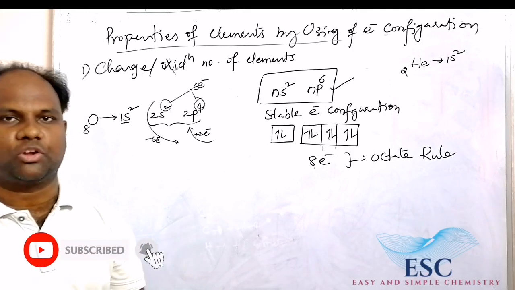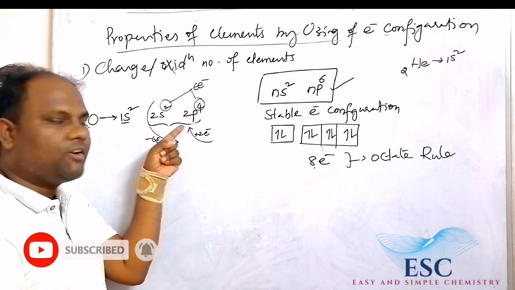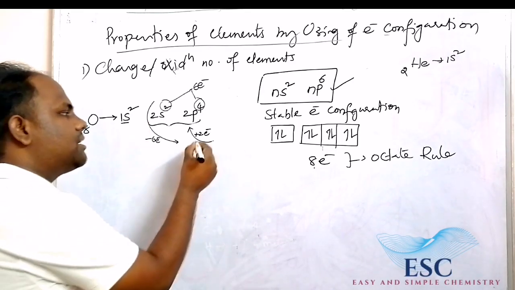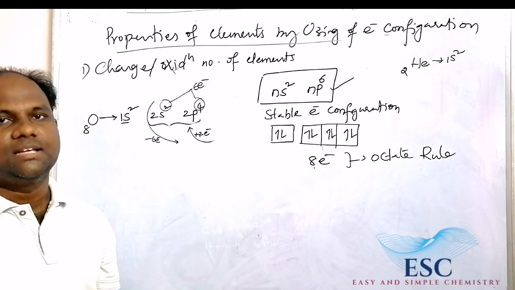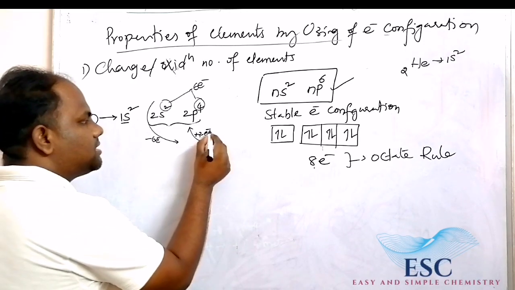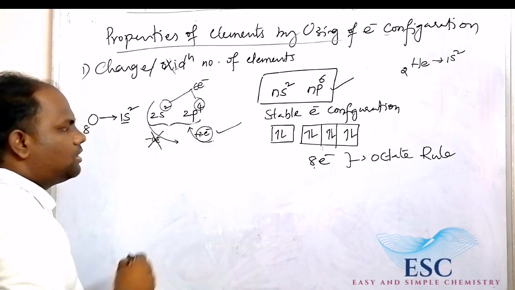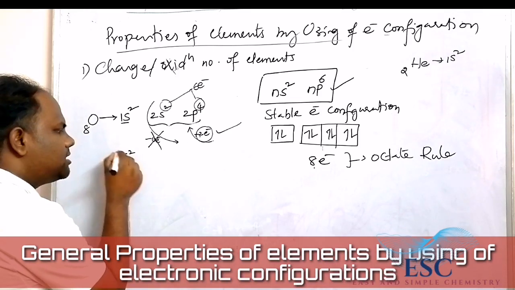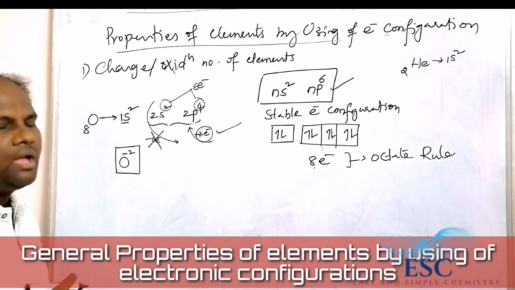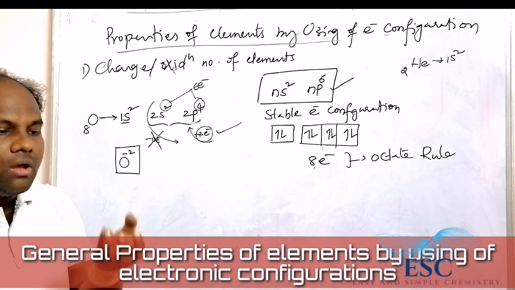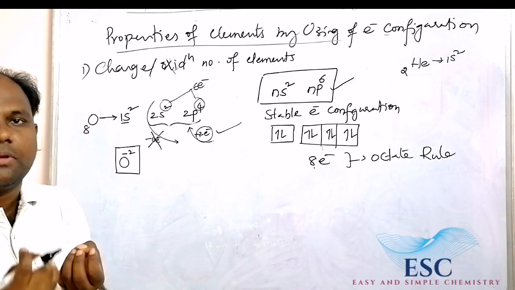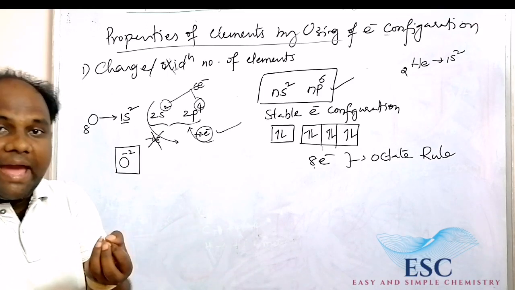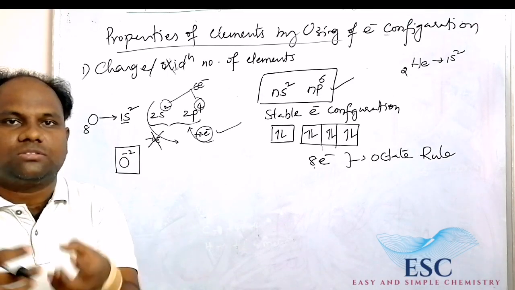Which condition is favorable here? Accepting 2 electrons or removing 6 electrons? A smaller number of electrons is always the favorable condition. So accepting 2 electrons is the favorable condition, not losing 6 electrons. When oxygen accepts 2 electrons, the oxygen charge is -2. The oxidation number of oxygen is -2. Why -2? Because oxygen accepts 2 electrons, and the electron charge is negative. That's why, when oxygen accepts 2 electrons, the charge of oxygen is -2.